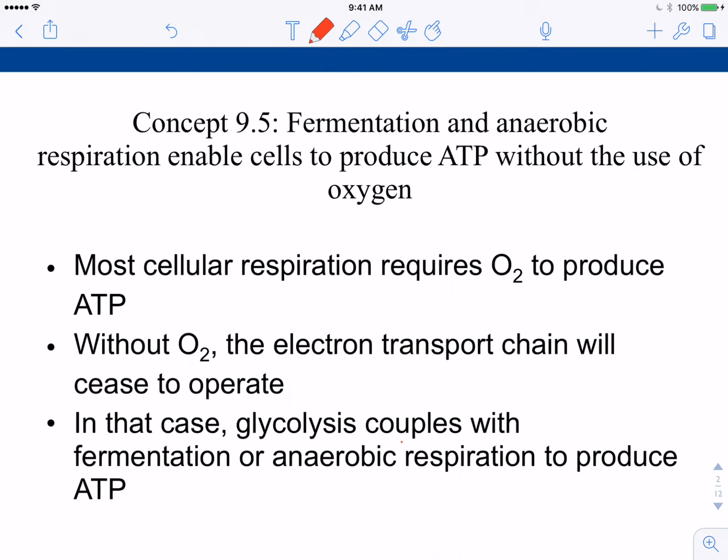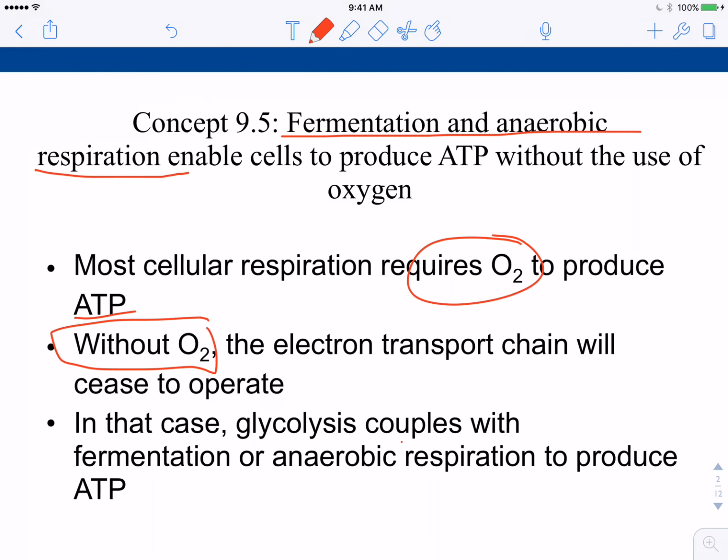So most cellular respiration that we've talked about thus far requires oxygen in order to produce ATP. Oxygen needs to be present for pyruvate to be transported into the mitochondria at the end of glycolysis and yield a large amount of ATP through the electron transport chain. However, when there's no oxygen, the electron transport chain doesn't work. So in the absence of oxygen, fermentation and anaerobic respiration allow cells to continue to produce ATP via glycolysis. So when there's no oxygen, glycolysis is our only source of ATP.